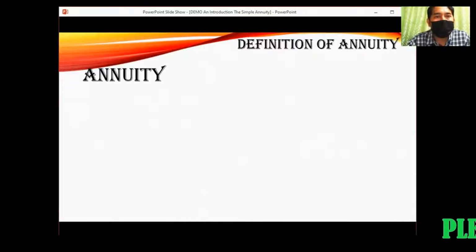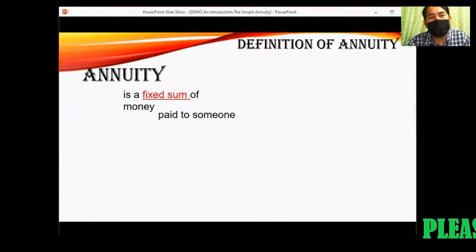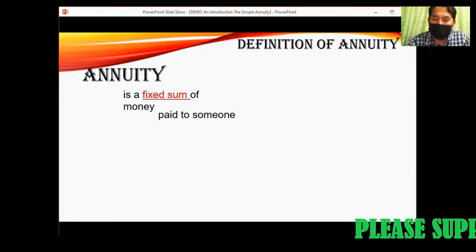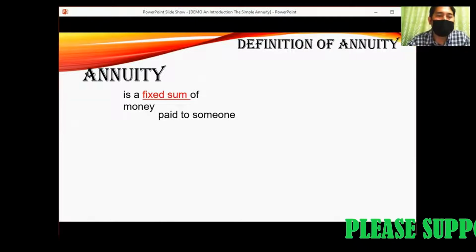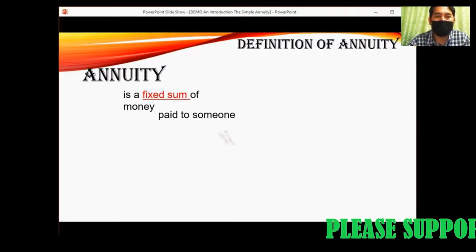Ayan. We have this one emphasis that when we are going to understand the annuity, you have to understand that we are talking of a fixed amount of money. So the keyword is fixed amount of money paid or given to someone. So what is the keyword? Fixed amount of money or fixed sum of money.